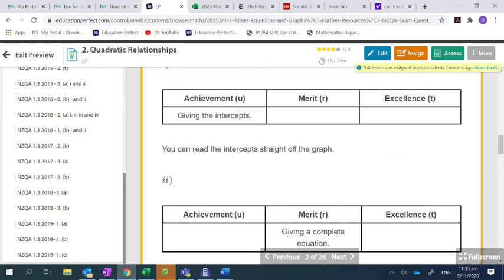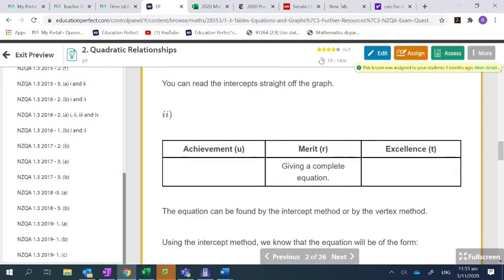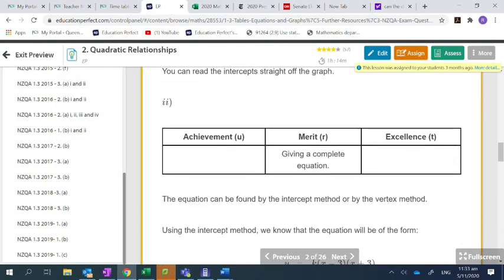All right. Giving the intercepts was an achieved. So that's 2 achieved. That's all you need on this question to get it achieved for the paper. But if you gave the equation by just plugging those numbers in the right spot, that's a merit.